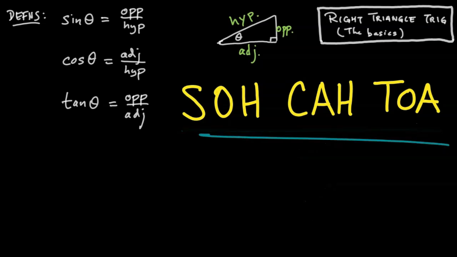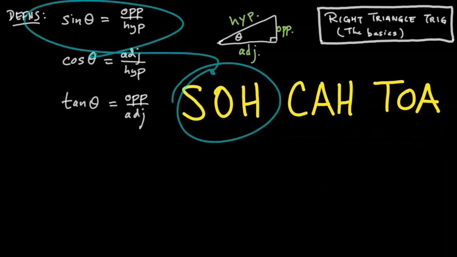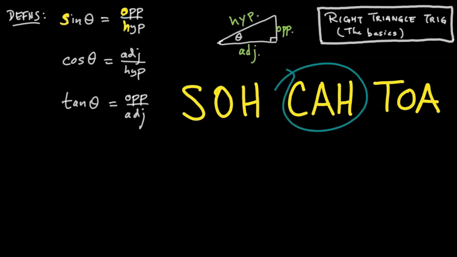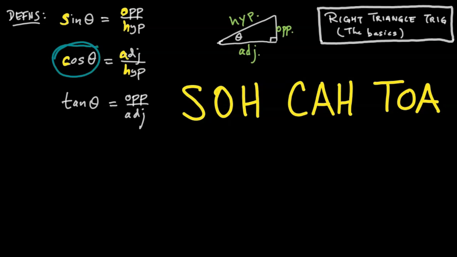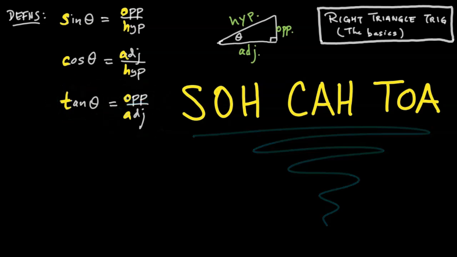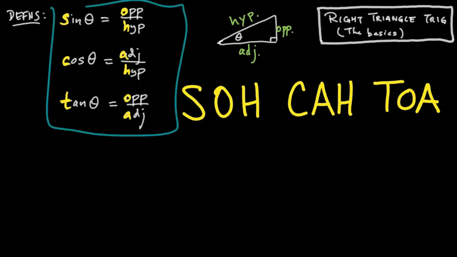For what does his name mean? SOH tells us about the definition of sine. There's the S, there's the O, there's the H. Sine is opposite over hypotenuse. CAH tells us about cosine. Cosine with a C is adjacent with an A over hypotenuse with an H. And of course, TOA tells us about tangent with a T is opposite with an O over adjacent with an A. So if you remember the great god SOH CAH TOA's name, you will never forget these ratios.